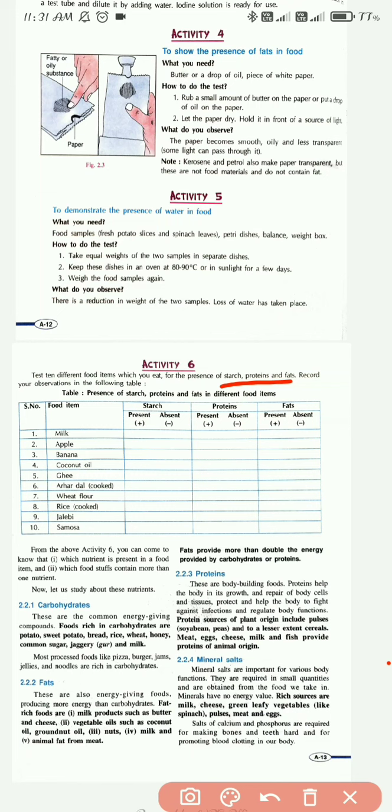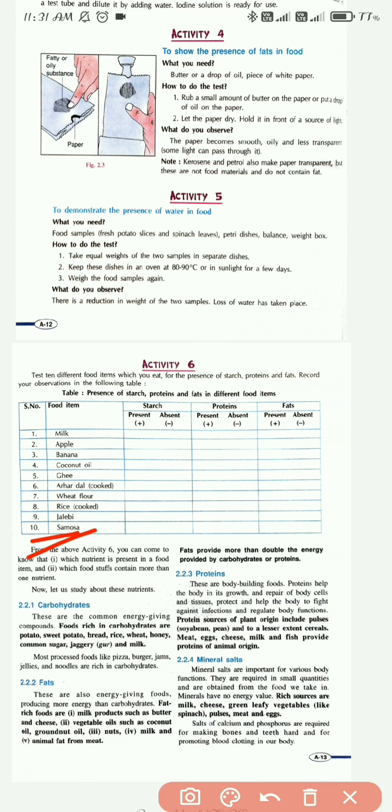Then you can conduct an experiment for milk, and you can write if starch is present or absent. If it's present, write present. If it's absent, write absent. If protein is present, write protein is present. If fat is present, write fat present. If it's absent, write absent. So like this you can complete this activity till 10.